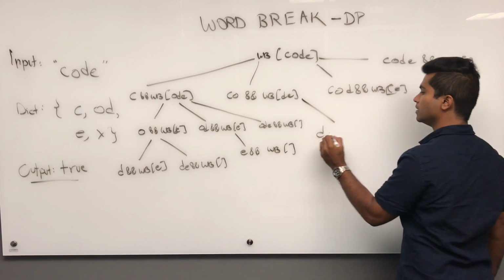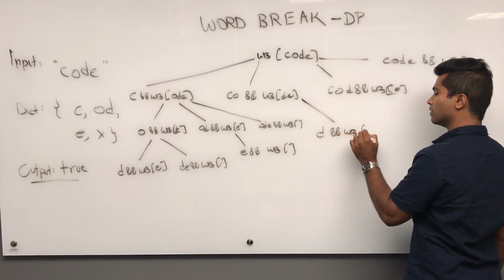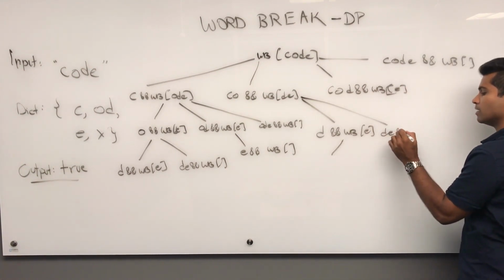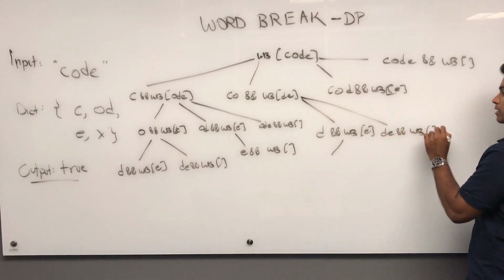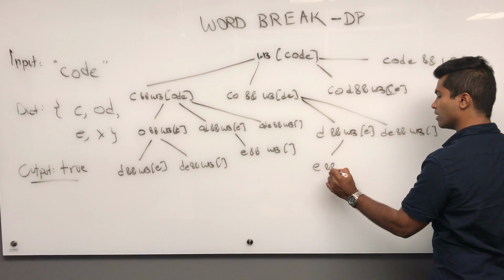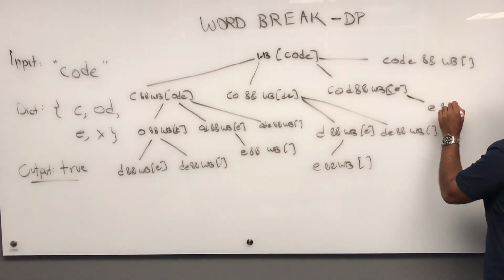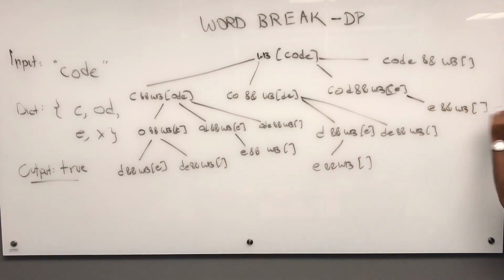This is going to be D and word break of E, and this is going to be another one. This is going to be DE and word break of empty. This can be E and word break of empty. This one is going to be E and word break of empty.